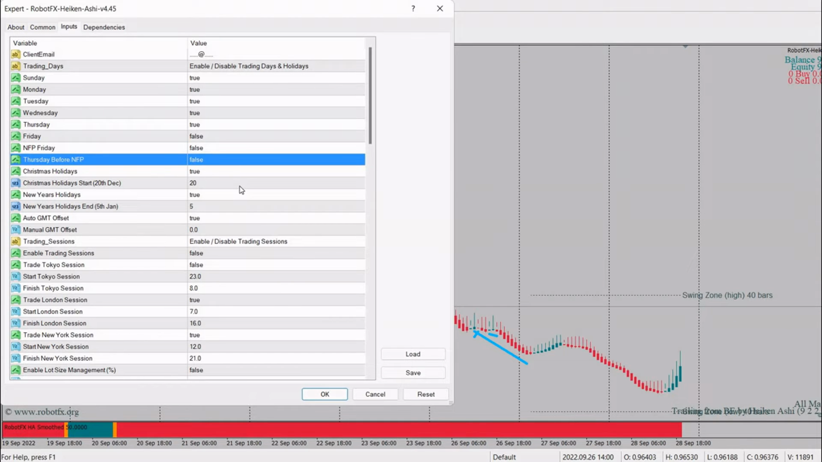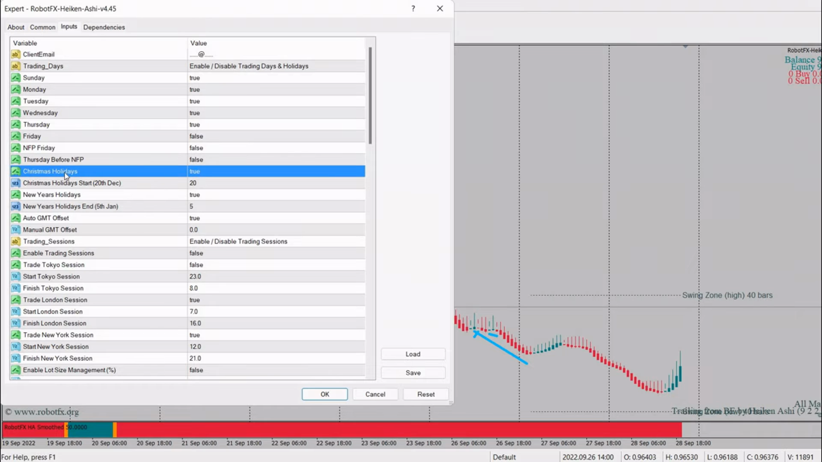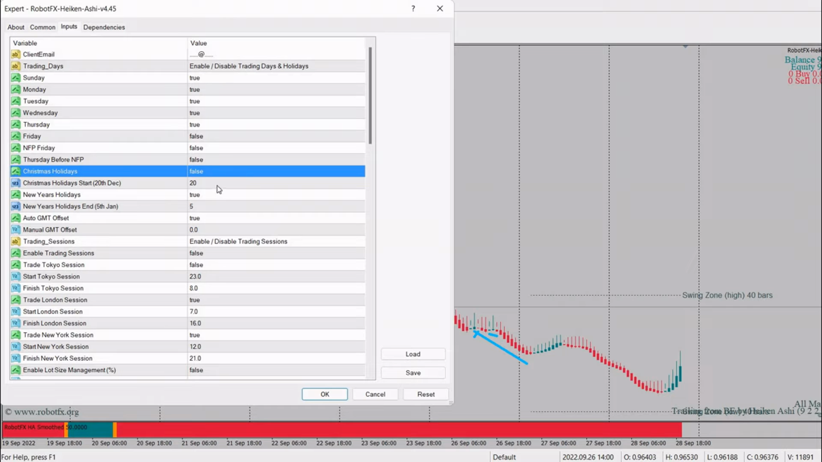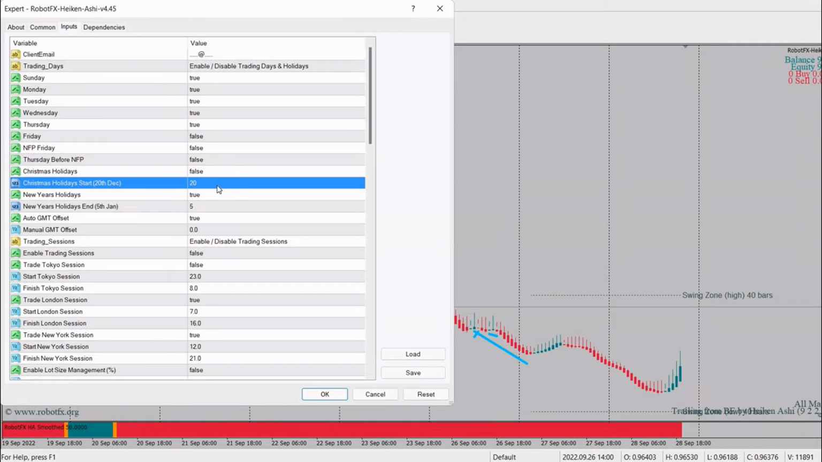A very important next filter is that the expert advisor has the possibility to restrict trading during the Christmas holidays. So if you want that, you have to set Christmas holidays to false. We don't want the expert advisor to trade during the Christmas holidays, and set the start date for the Christmas holidays. What it means in this example is that the expert advisor will not trade starting from 20th of December until the end of the year.